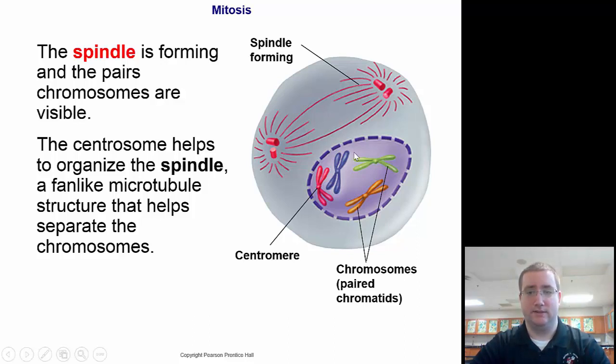And also, as you can see, if you look at the picture, the nuclear membrane is also starting to disintegrate. So the nucleus is going to disintegrate because if you're separating out and creating two new cells, you have to divide up that DNA, so therefore you have to get to that DNA, so that nucleus has to disappear.